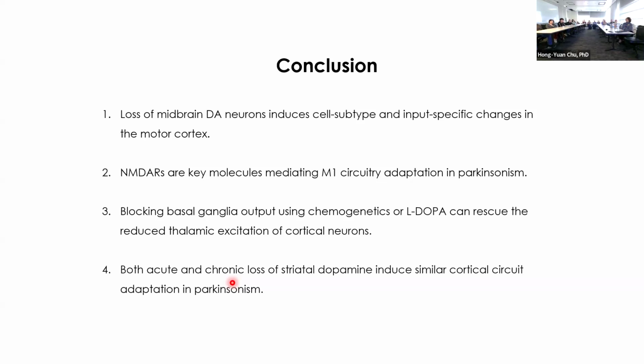And by combining the data from two different models, we believe that both acute and chronic loss of striatal dopamine could induce this very similar cortical circuit adaptation in the Parkinsonian state.